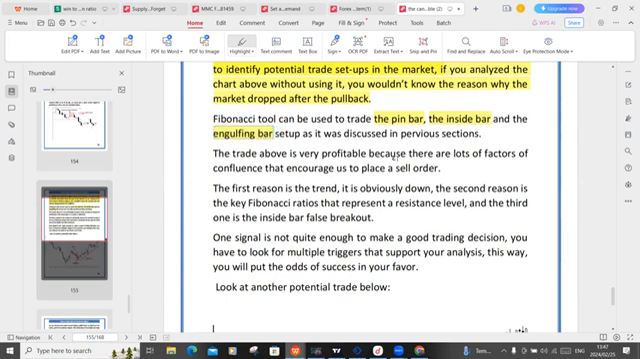The trade above is very profitable because there are lots of factors of confluence that encourage us to place a sell order. The first reason is the trend, right? Before you take your trade, you want reasons to trade. I always mention have your reasons to trade. So the first reason is the trend, and it is obviously down. The second reason is the key Fibonacci ratios that represent a resistance level. And the third one is the inside bar false breakout, right?